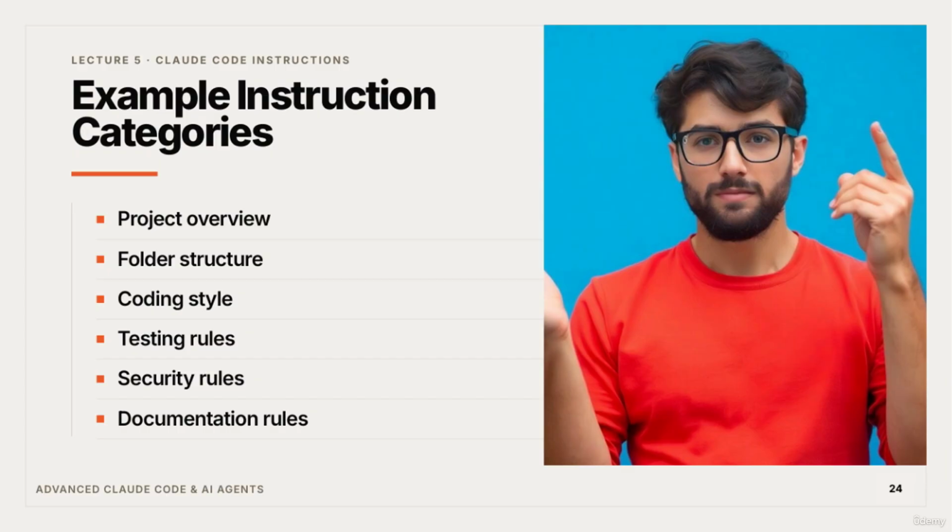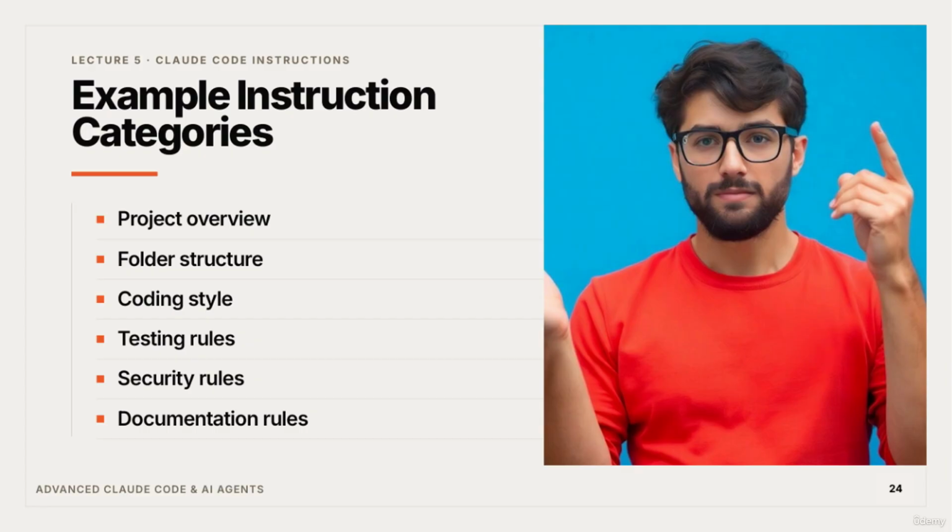The main areas we'll explore include example instruction categories, which help us understand the types of commands Claude can interpret. We'll also go over the project overview to get a big picture understanding of how everything ties together. Next, we'll examine the folder structure to see how the code is organized, making it easier to navigate and maintain. Coding style is another important point, as consistent style improves readability and collaboration. Testing rules ensure our code works as expected and helps catch errors early.